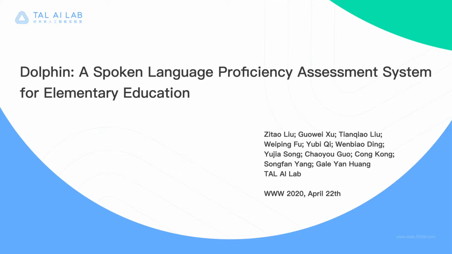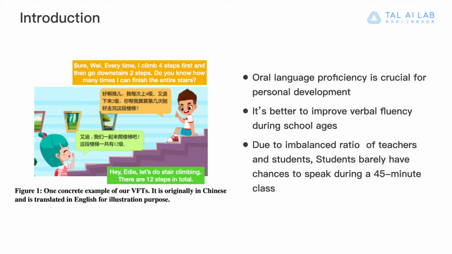Today, I'd like to share with you Dolphin, a spoken language proficiency assessment system for elementary education. Oral language proficiency and verbal fluency is crucial for personal development. Studies have shown that it's better to improve and practice verbal fluency during school ages.